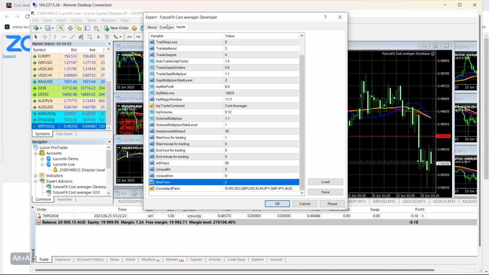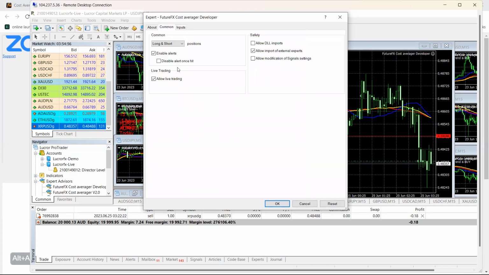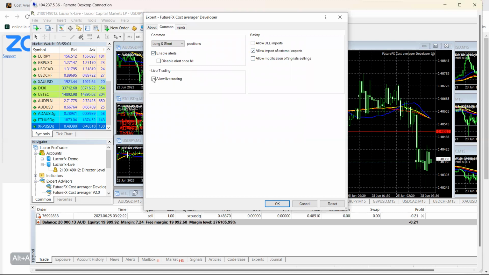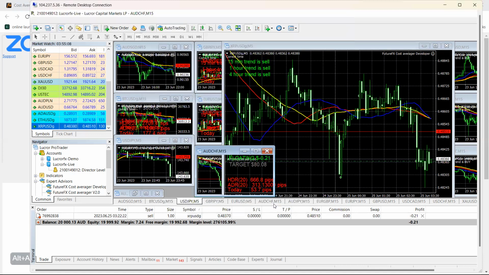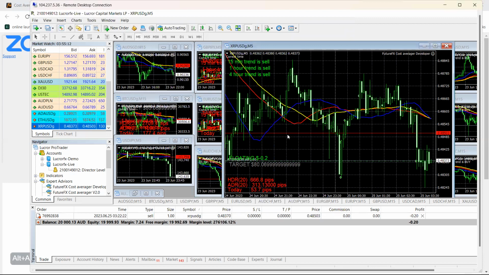All right, that's it, guys. As far as the common tab goes, all you really need checked is allow live trading. You can check the others as well, it won't matter, but this is the only one you have to have checked. And that is all the settings. I will just quickly go through a couple of other things.